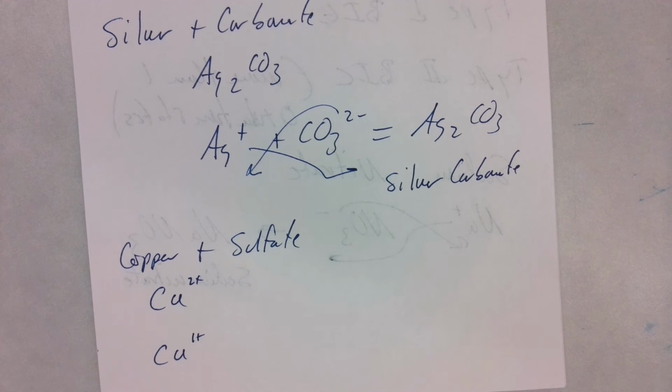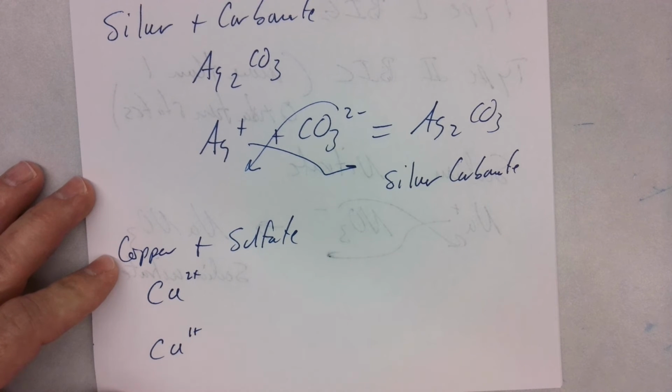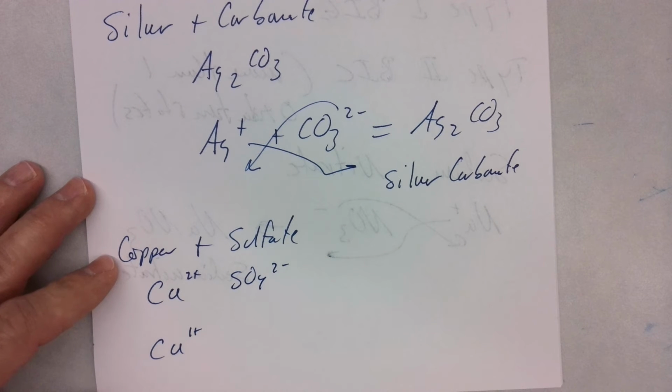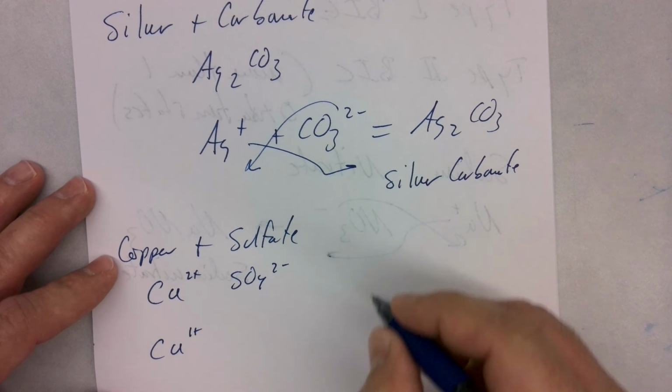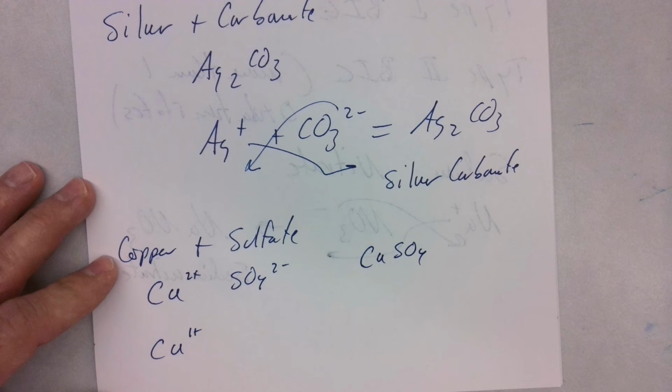Alrighty. So, why don't you do the top one here? So sulfate is SO4 2 negative, right? Yeah. Right off the polyatomic. So why don't you give me the formula first? Would it be CuSO4 because they cancel out?